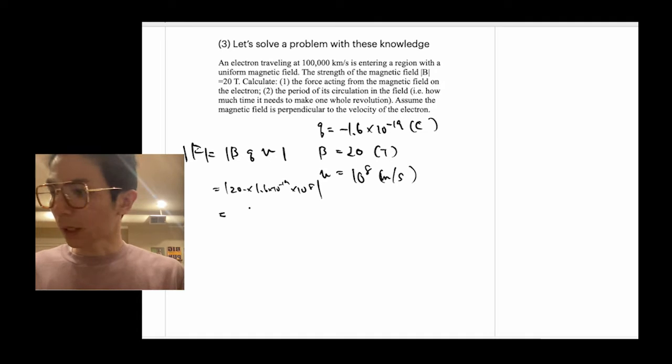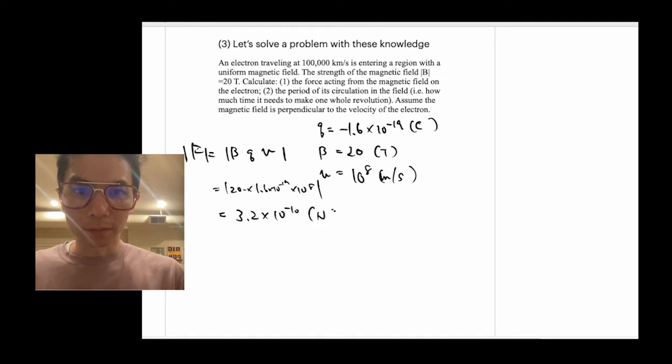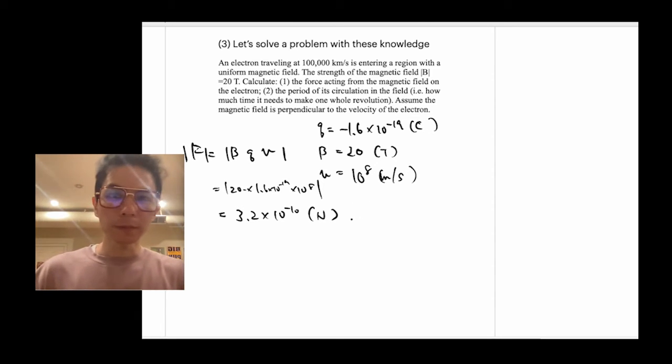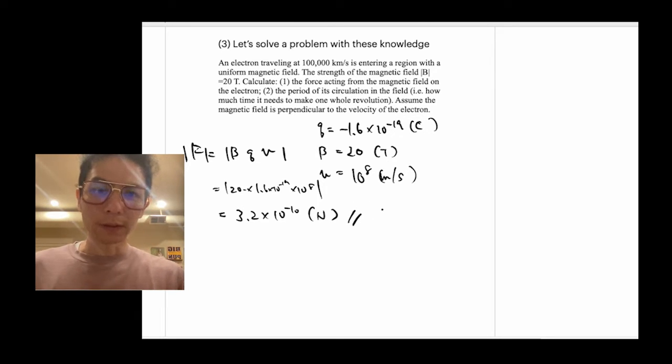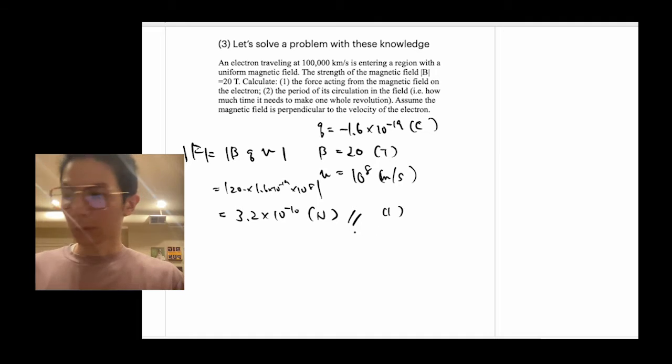And if you calculate this out, you are going to get 3.2 multiplied by 10 to the negative 10. And the unit is Newton. So this is the answer for one.